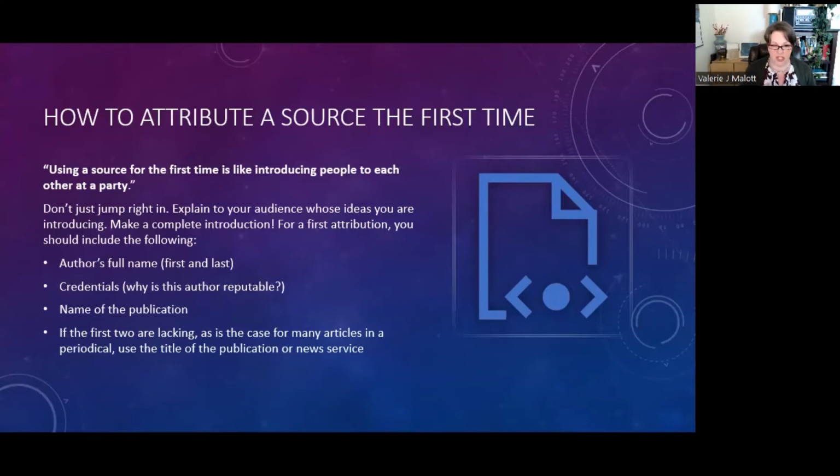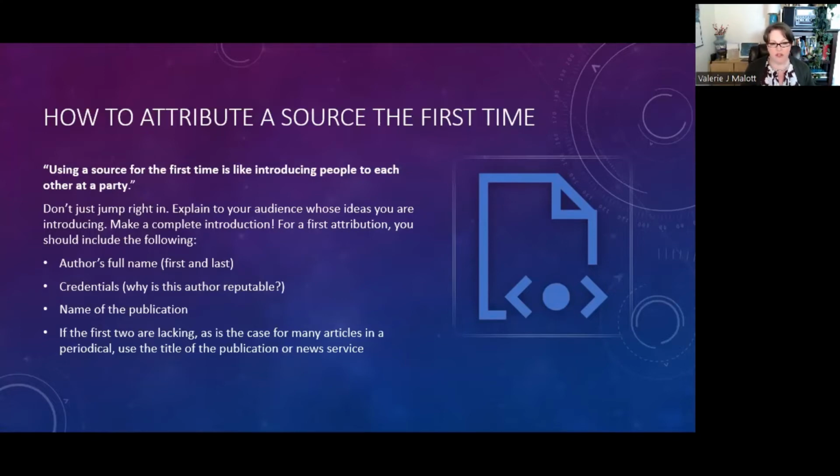If there's a publication that is more reputable than the author's credentials, then you would use the name of the publication. So, in the New Yorker, so-and-so wrote, or in the New York Times, so-and-so wrote. If you are lacking those first two, which is often the case in articles in a periodical, then use the title of that publication or news service, because it should be a reputable and reliable source of information.